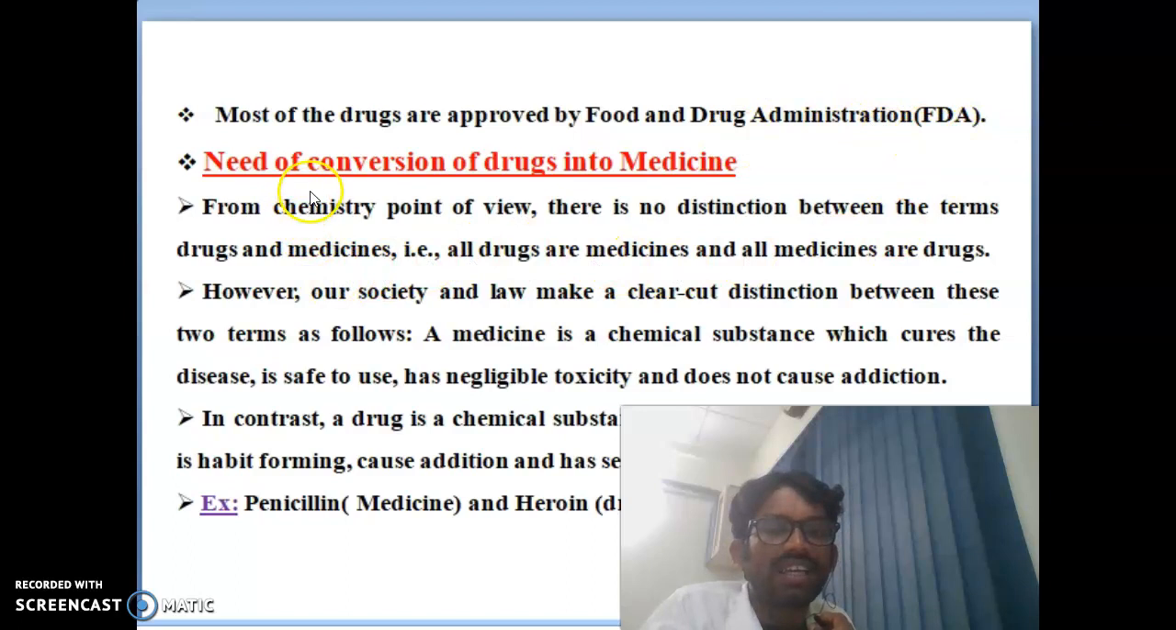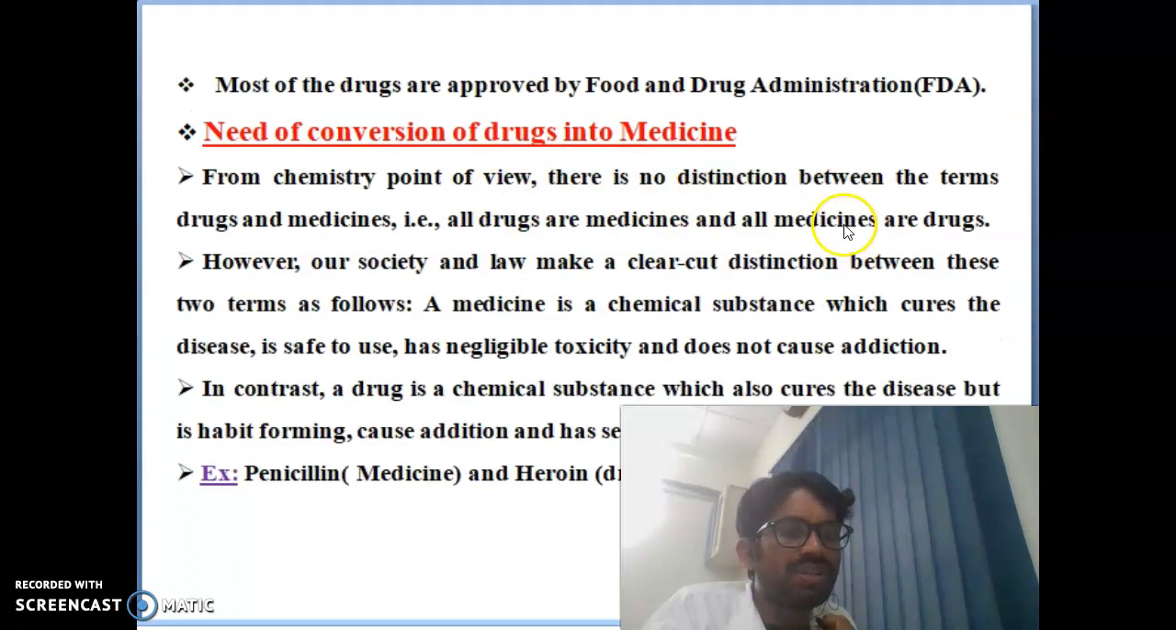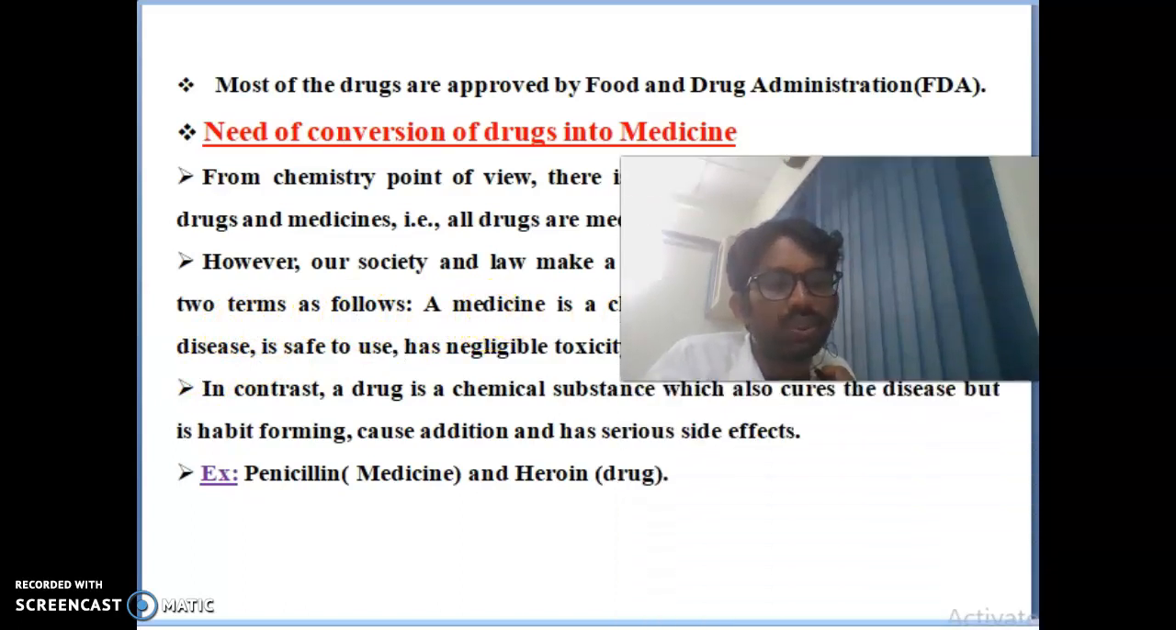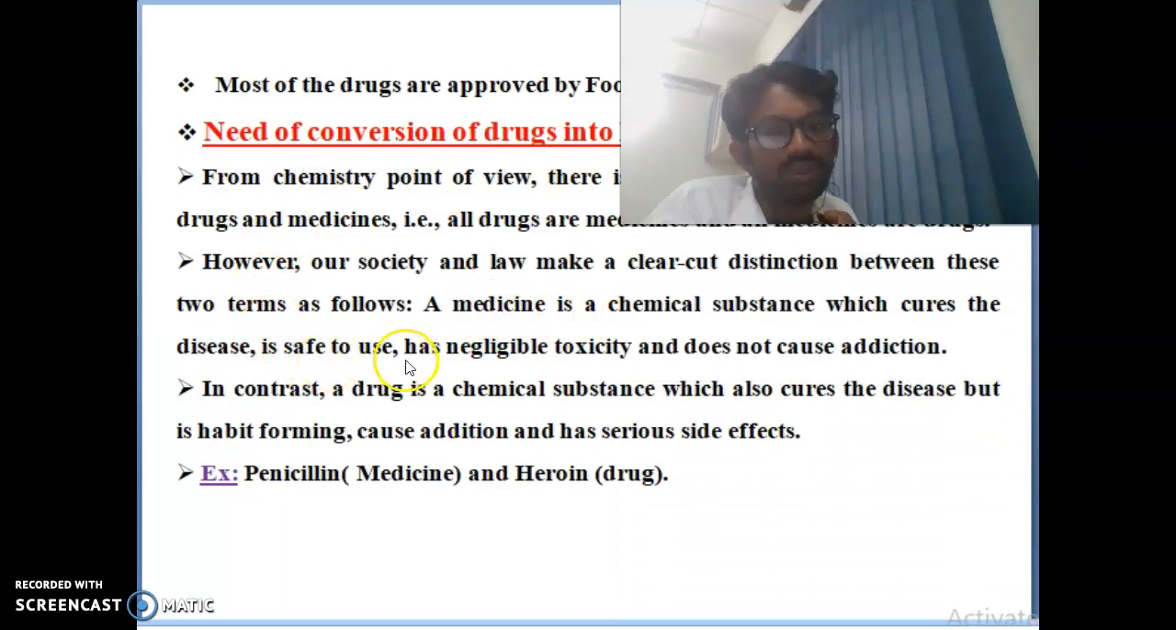And next one you can see the need for conversion of drug into medicines. So from the chemistry point of view, there is no distinction between the terms drugs and medicine. All drugs are medicines, or medicines are drugs. However, our society and law make a clear-cut distinction between these two terms. A medicine is a chemical substance which cures the disease, is safe to use, has negligible toxicity, and does not cause any addiction. That is called medicine. What is a drug?